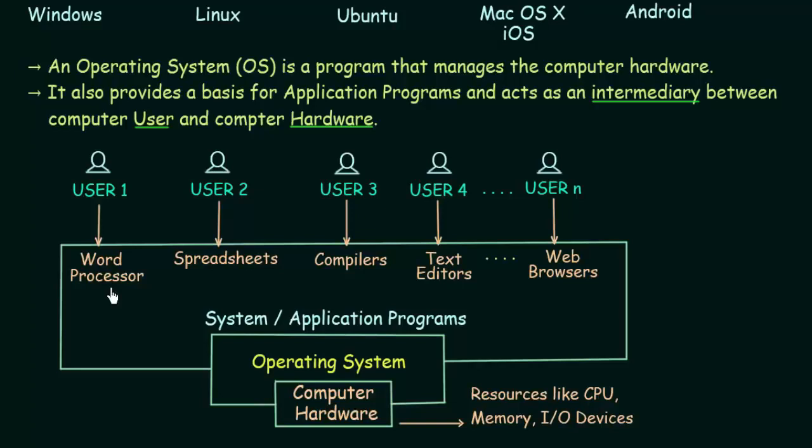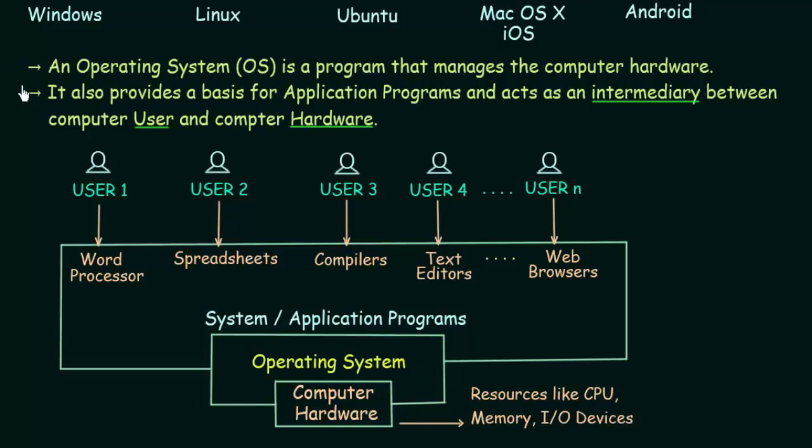So the user just opens the computer, he just opens what he wants to use, and he just uses it. And all the underlying things that have to happen, all the communication that has to happen between the computer hardware and the user is taken care of by the operating system. It does all for the user, and thus the usage of the computer becomes very easy for the users because of the presence of the operating system. So that is the main task of an operating system.